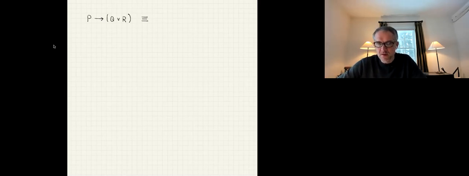Okay, and so here's what I'm going to do: I'm going to first use that equivalence that we saw on the previous page. This is equivalent to not P or Q or R.